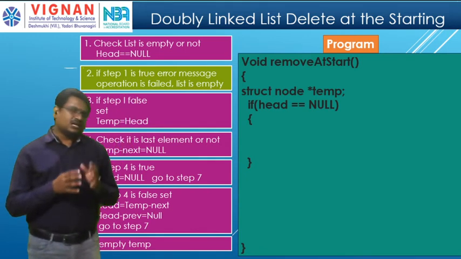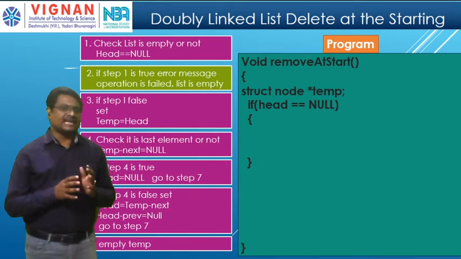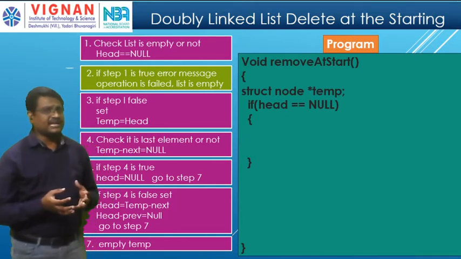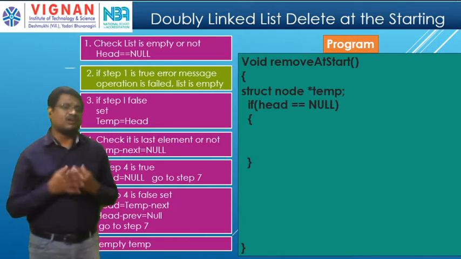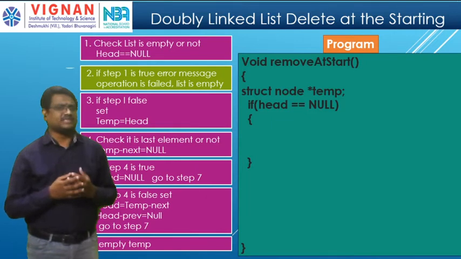See, if one is true, that means head contains null, meaning there are no elements in the double linked list. So what do I have to do? I have to put an error message. Why? Because if no elements are available in the double linked list, that means I cannot delete an element from the double linked list. Am I right? So I need to put an error message.